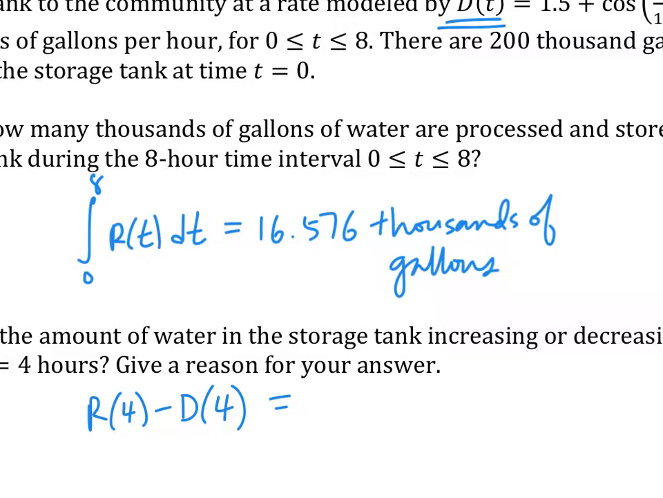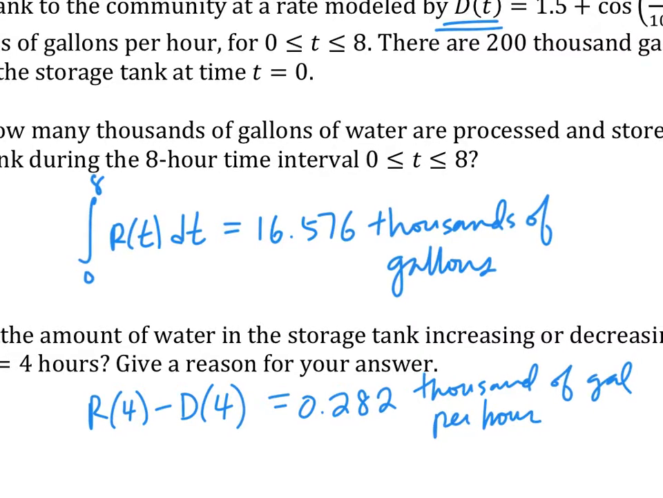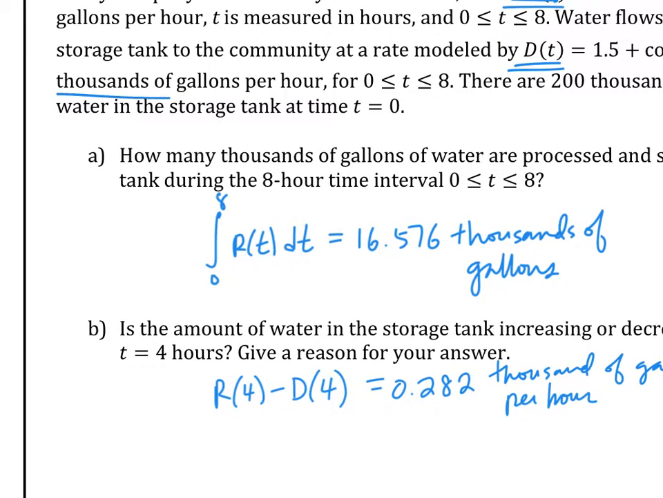Any number? 0.282. Okay, so we always want to give 3 digits. What is the unit? Thousands of gallons per hour. Yeah, thousands of gallons per hour. So just look at the unit that they give you in the question.